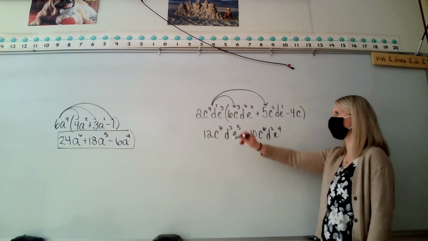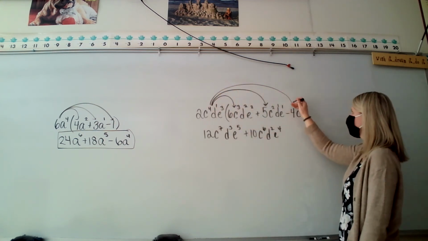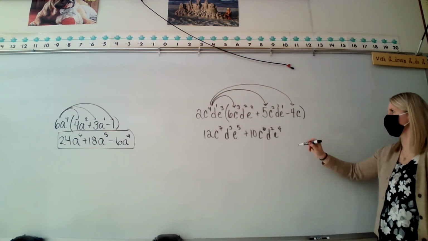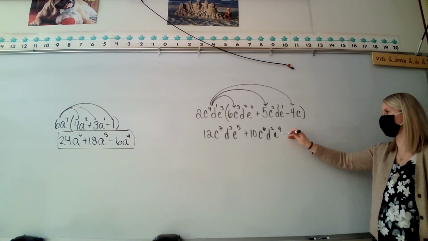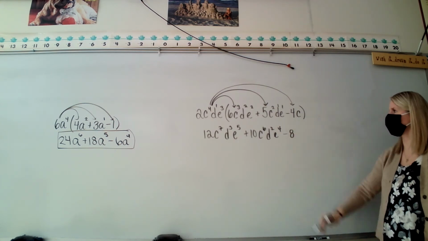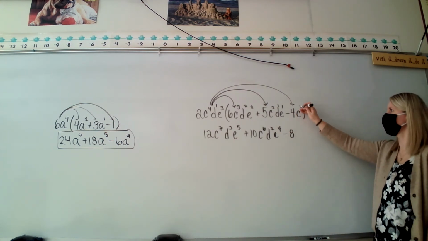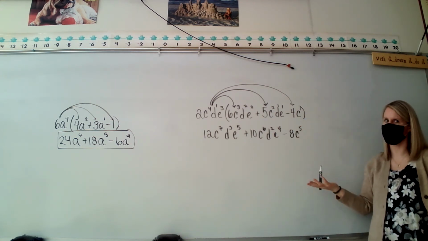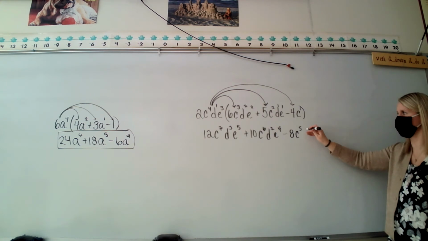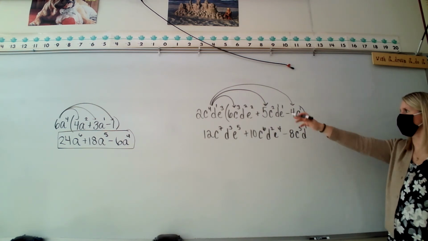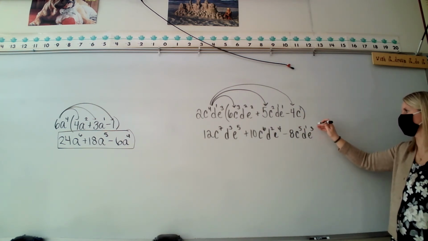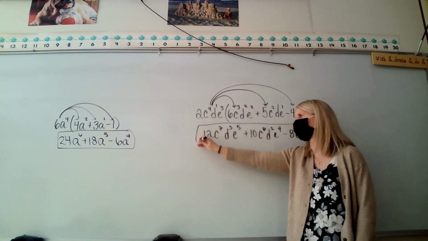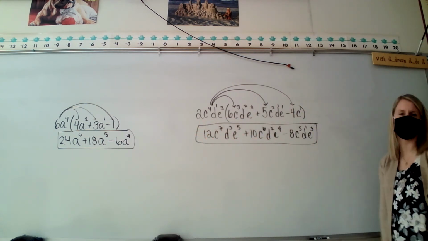And last but not least, let's do the last term. 2 times -4, just remember that minus, is -8. C to the 4th and C to the 1st is C to the 5th. And then remember, if there's nothing to combine with those other ones, they're just going to stay. So if you have D to the 1st and you have nothing to combine, it's just D to the 1st. And then E to the 3rd just stays as E to the 3rd. And then, my friends, it's not the nicest looking answer, but that's your answer.